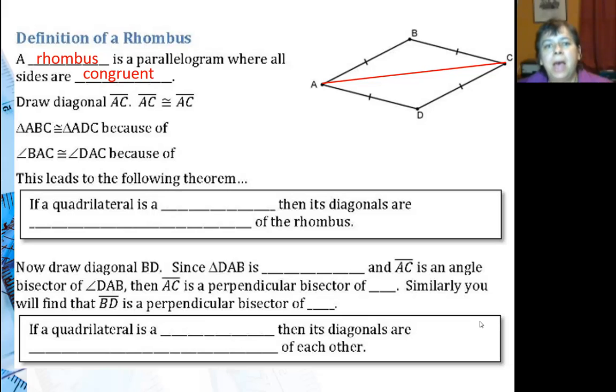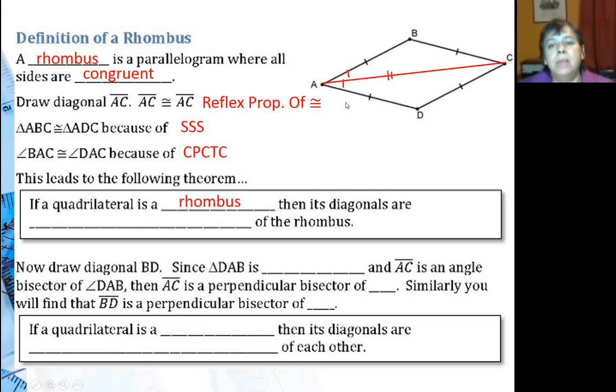So first of all, I know that AC is congruent to itself by the reflexive property of congruence. Now I can see that this top triangle, ABC, is congruent to this bottom triangle, ADC, by side, side, side. I also can tell that angle BAC and angle DAC are congruent using corresponding parts of congruent triangles are congruent. So that means that when I draw a diagonal on a rhombus, I will always be bisecting the angles. So if a quadrilateral is a rhombus, then its diagonals are angle bisectors of the rhombus.